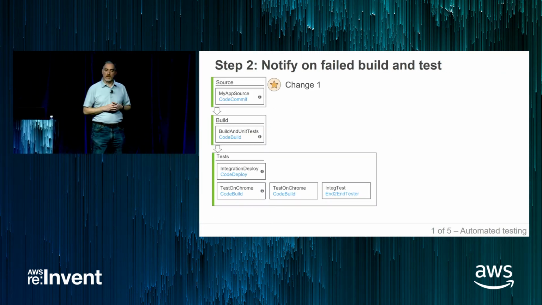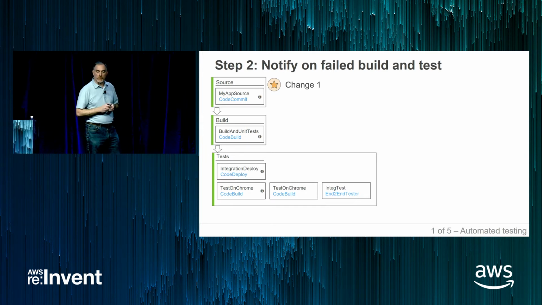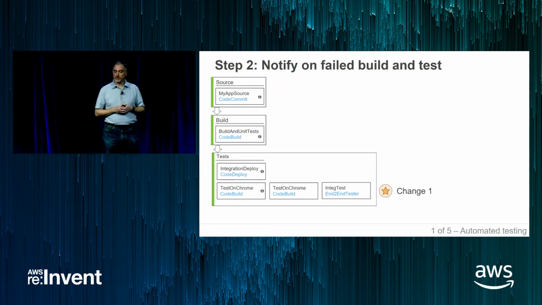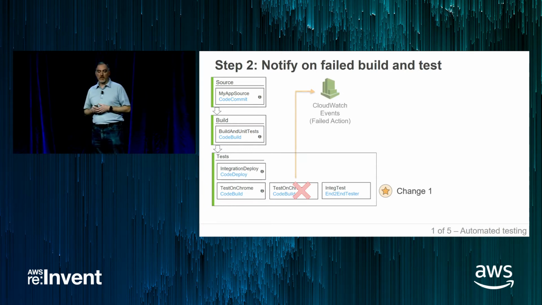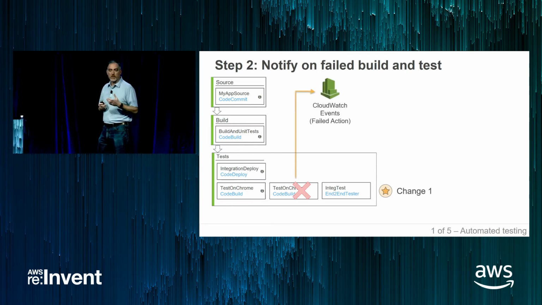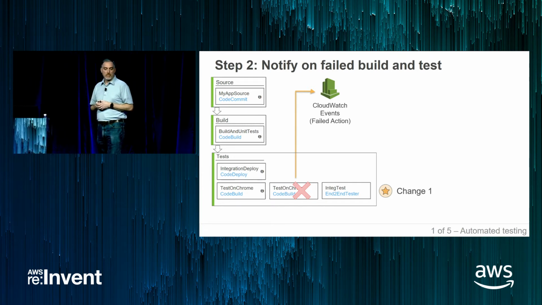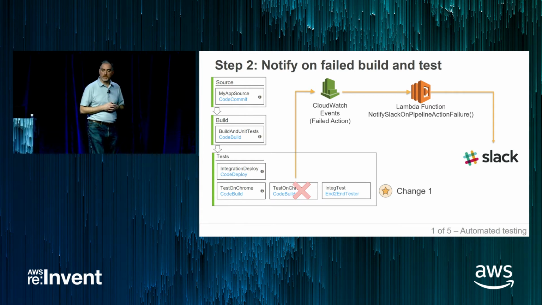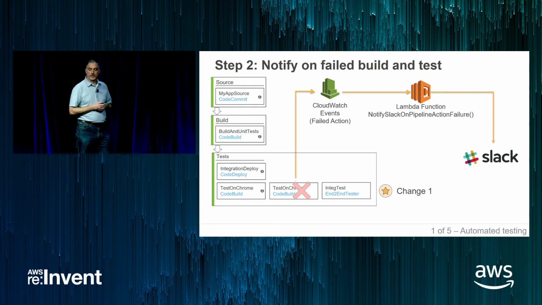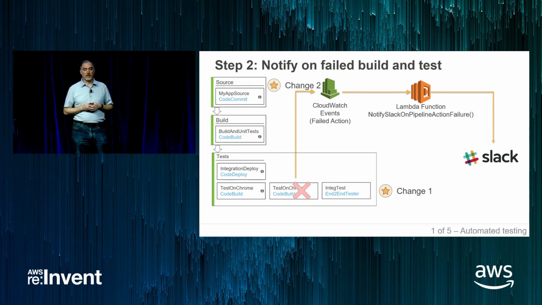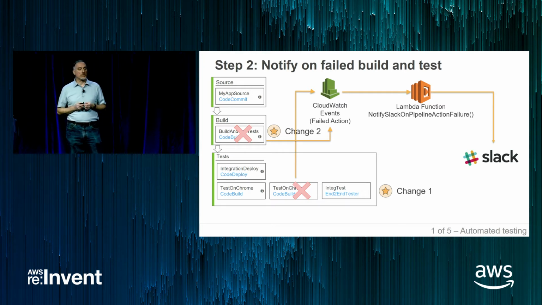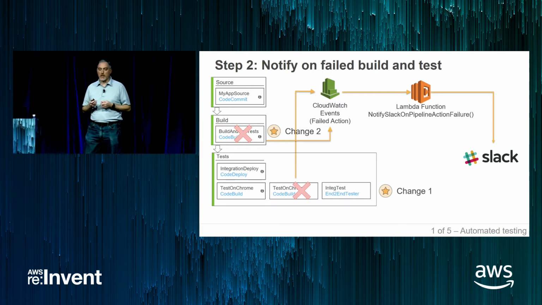So now let's take a look at that from an end-to-end flow. The change enters our pipeline. It's built, unit tested, and deployed. But in this case, a failed UI test would then trigger a CloudWatch event. That event triggers our Lambda function that notifies the developer chat room. Now, it's important to know that every change that moves through the pipeline is going to send a unique notification if it failed. And each of those notifications would detail the exact change and action that failed.